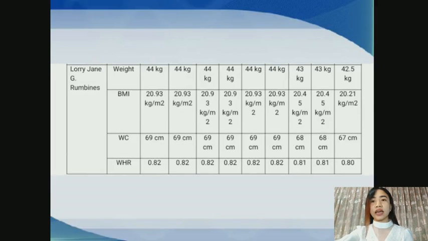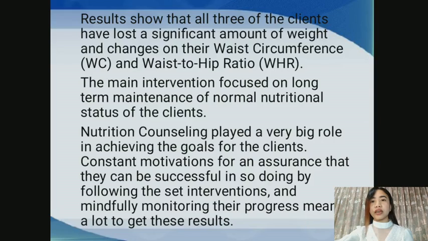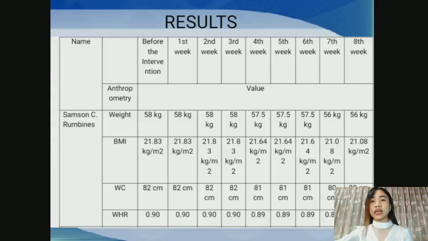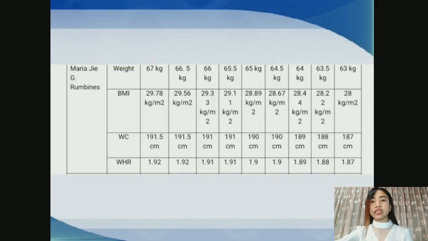Both Sampson and Lori have normal BMI, thus, the main goal for them does not focus on weight loss. That is why only a small amount of weight loss or weight deficit is needed. Maria, on the other hand, has achieved the nutrition goal, which is to have a weight loss of 4 kilograms over the course of 2 months, or 8 weeks, having a 0.5 kilogram weight deficit every week.